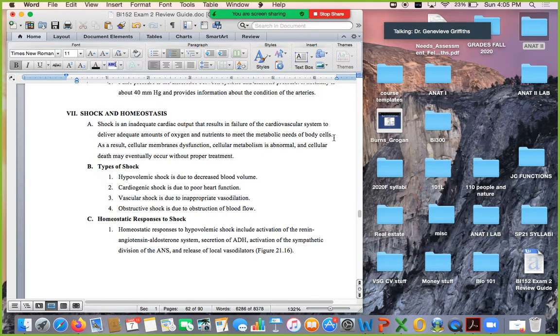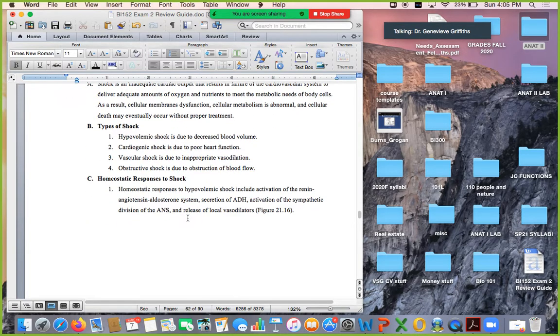So we have major types of shock, including hypovolemic, low blood volume, cardiogenic shock, when the heart is functioning abnormally or is poorly. Vascular shock is what happens when your blood is not flowing properly through your vasculature because we have inappropriate vasodilation. Or we can have obstructive shock, where something is obstructing blood flow, like a tourniquet or something like that, right? And we have several different homeostatic responses to shock.